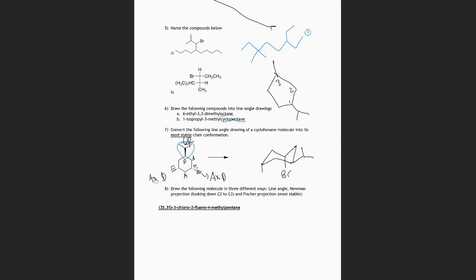So now, let's move on to the next question. This question is asking for the molecule in 3 different ways. We have a line angle, Newman, and a Fisher. So first, let's draw out the line angle. We have a pentane, so it's 1, 2, 3, 4, 5. It says 3 chloro, 2 fluoro. So we have a fluorine here and a chlorine there, and a methyl like so.